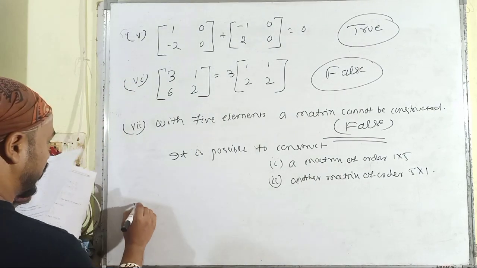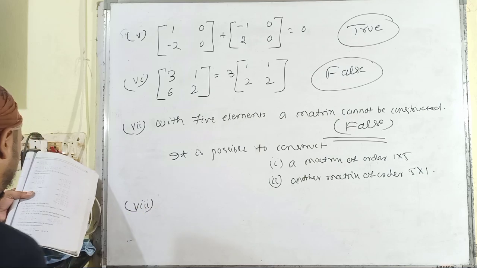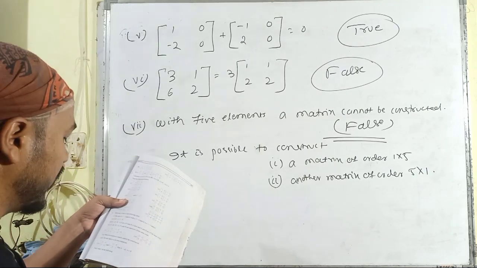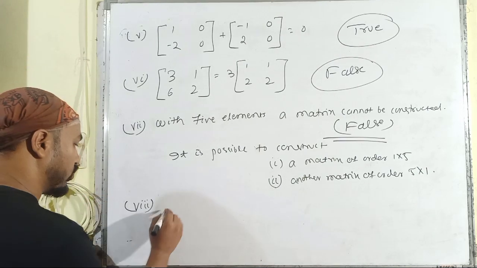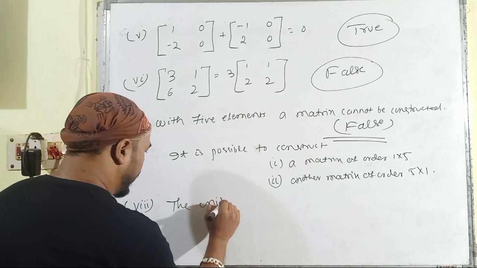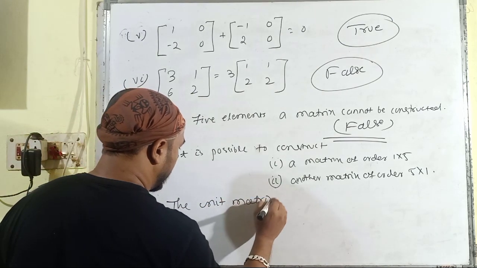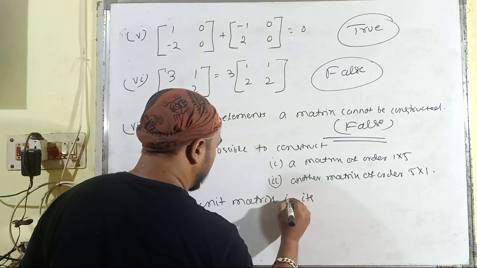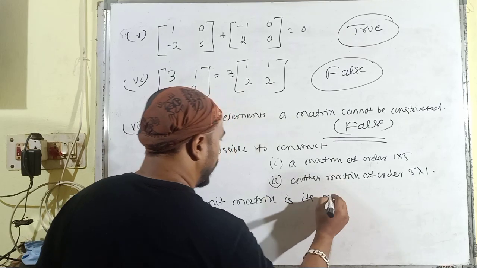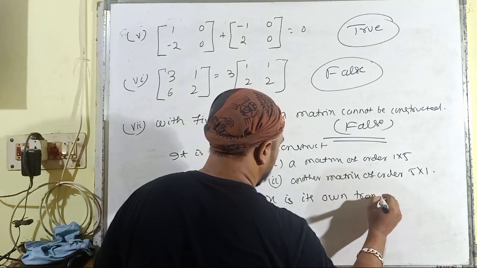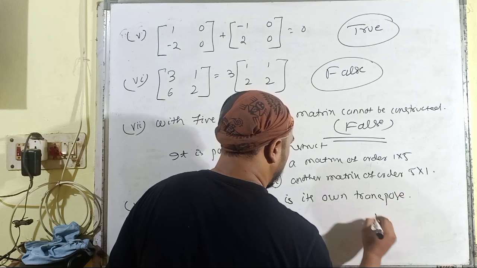Then the last bit. The unity matrix is its own transpose. It is true. The unity matrix is its own transpose, and this is true.